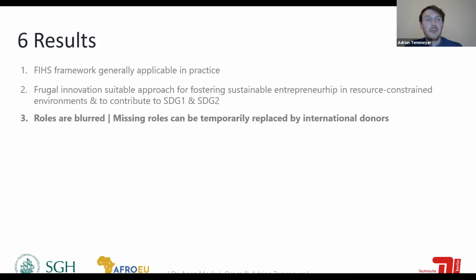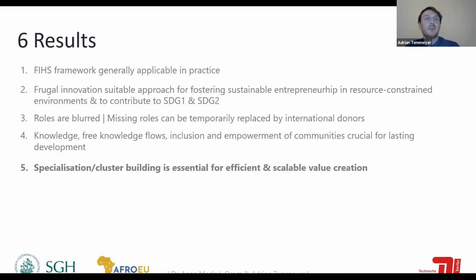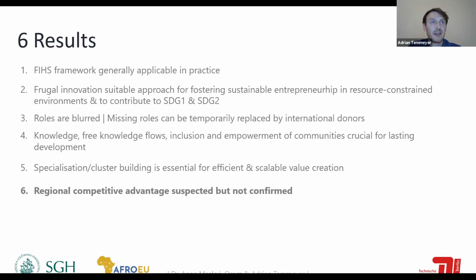So we also saw that the roles of university, government, industry, and public society are blurred, and missing roles can be temporarily replaced by international donors like NGOs. Extremely important in this framework is the knowledge to apply the innovations. We need free knowledge flows, inclusion and empowerment of communities to achieve long-lasting development. So we also saw that in the case, specialization and cluster building was essential for efficient and scalable value creation. So the actual value was created within these clusters. And finally, regional competitive advantage, like in the model of Marsh and Verhoeven, was suspected but could not be confirmed because we had a single case study.